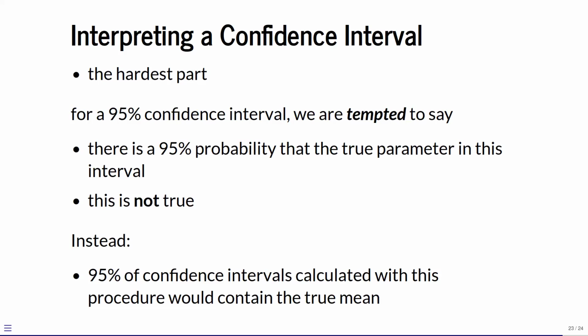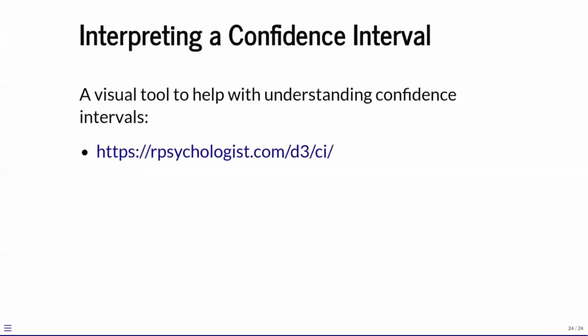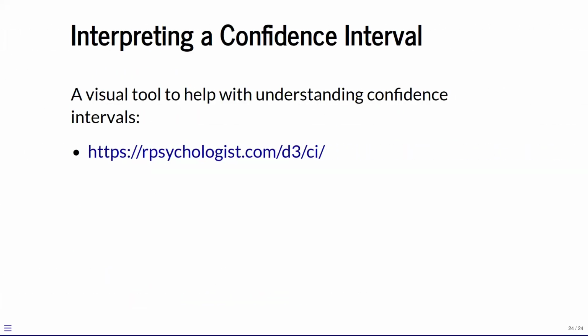In Bayesian statistics, we can talk about the probability of the parameter being in an interval because we treat the parameter as a random variable. Our belief about where the parameter is can be quantified with a probability in the Bayesian framework, but that's not our topic for today.